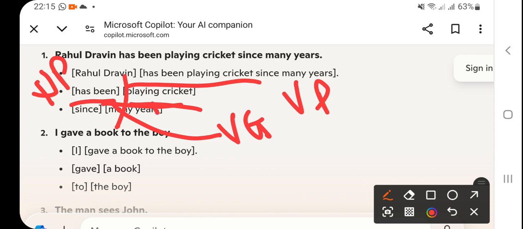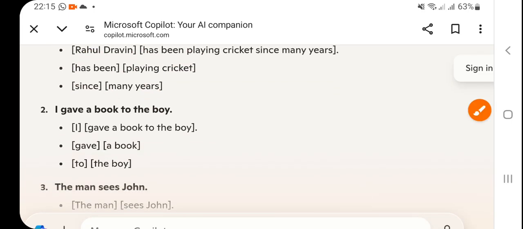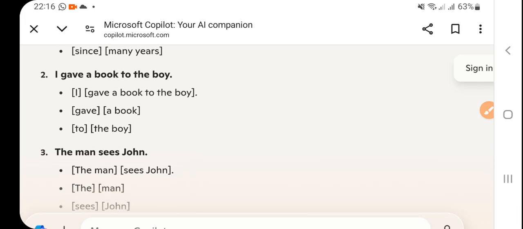This is the main word with -ing. This is the verbal group and this is the noun, right? And then since many years, that's a prepositional phrase. So the preposition since will be dropped. Then many years, that's the adjectival phrase, right?